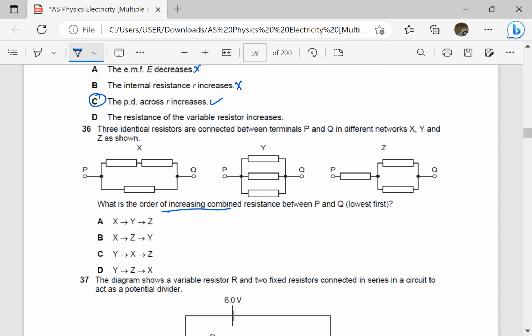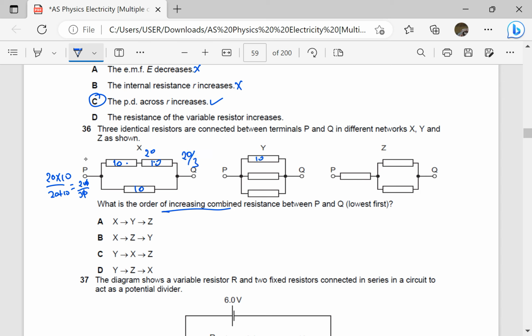But because they are identical, let's say this is R plus R. I'm just going to use values. Let me use 10 ohms. 10, 10, 10. So here we have 20 and we have 10 here. So 20 times 10 over 20 plus 10. This gives us 200 over 30, which is 20 over 3.